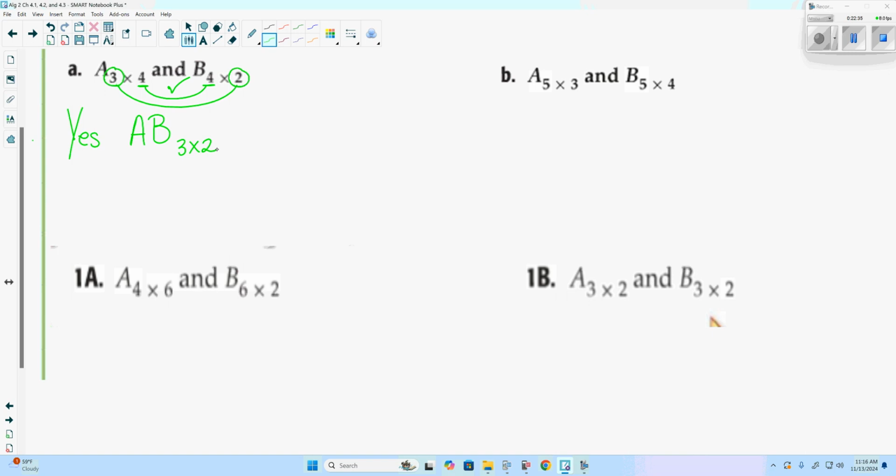Let's look at the next one. Columns of the first is 3. Rows of the second is 5. These are not the same, so we can't multiply these together.